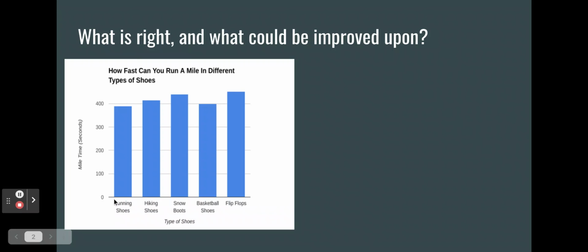And then if we look at the graph, running shoes has the shortest time, which means people ran the fastest in running shoes. Flip-flops have the highest time, the longest time, which means people ran the slowest. It's important to look at what the axes are because bigger is not always better. If you have more seconds, you ran for longer, which means you ran more slowly. So bigger is not always better. Flip-flops are not better for running than running shoes.